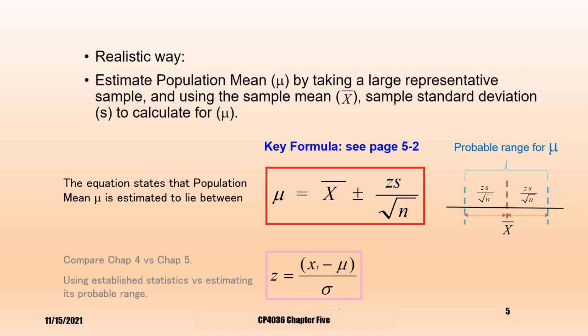Now a word of caution here. Do not be confused with the Z formula used in chapter 4. In chapter 4, the population statistics used for your calculations are given as established statistics. In chapter 5, however, we have not established these numbers yet, which is why population statistics here is expressed as a range. Note also that sample size n is an important factor in this new equation.